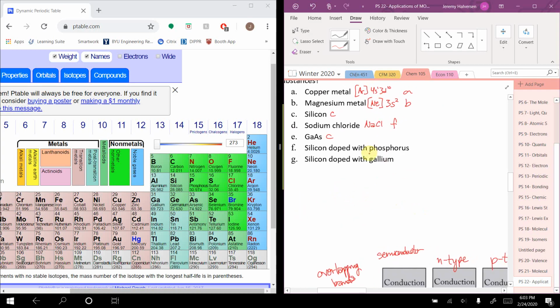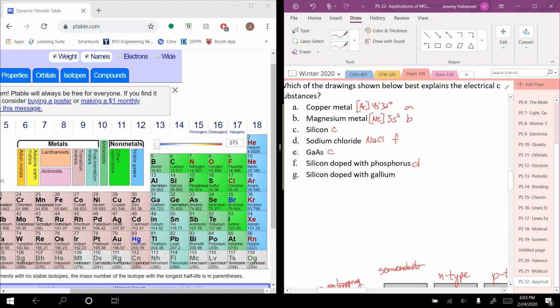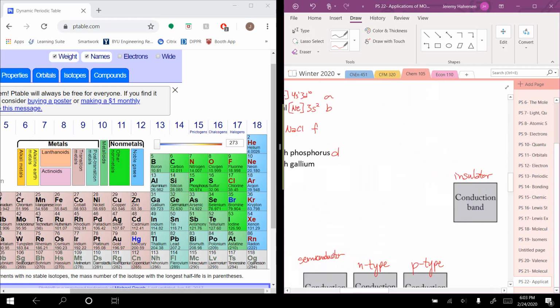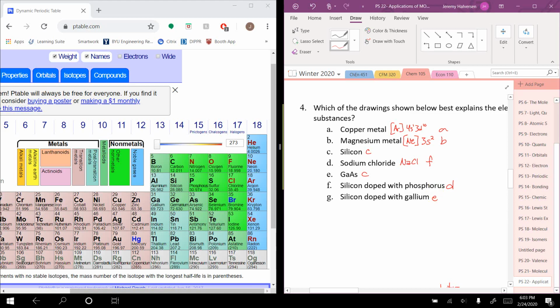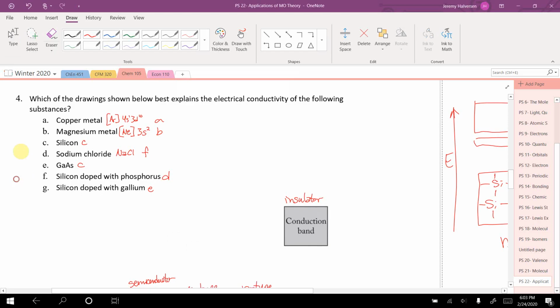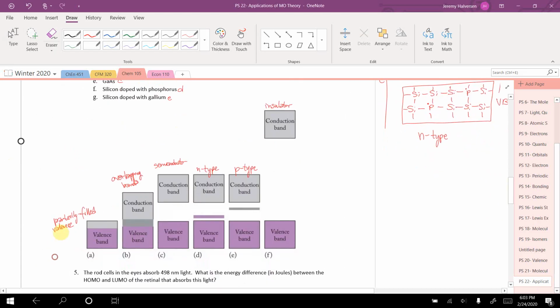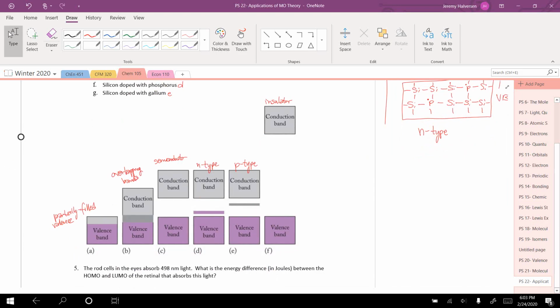All right, then we get silicon doped with phosphorus. Compared to silicon, phosphorus has an extra electron, so that's n-type, and n-type is D here. And silicon doped with gallium: compared to silicon, gallium is missing an electron, so that's p-type, positive, so that's represented by E. Okay, maybe that was a little bit confusing. If you rewind and watch through it again, maybe it'll make a little more sense. But hopefully that helps you understand at least a little bit about how we can represent the valence and conduction bands for semiconductors, insulators, metals, and then doped semiconductors.